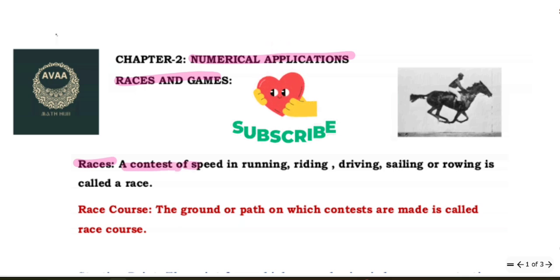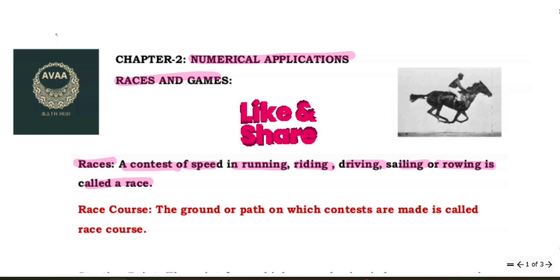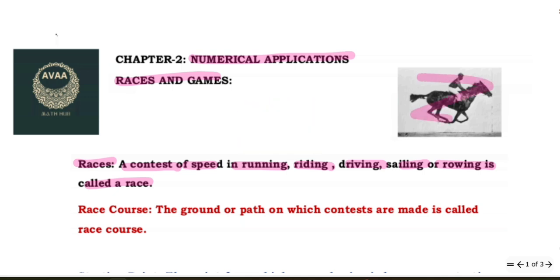A contest of speed in running, riding, driving, sailing or rowing is called a race. Of course, we are familiar with many races like car race, horse races, boat race, etc. The next definition is racecourse. The ground or path on which the contests are made is called the racecourse.